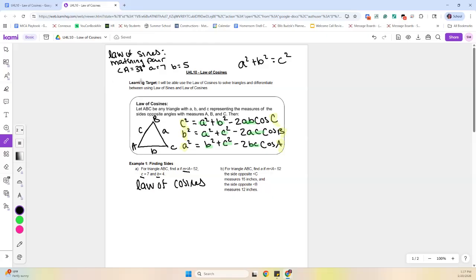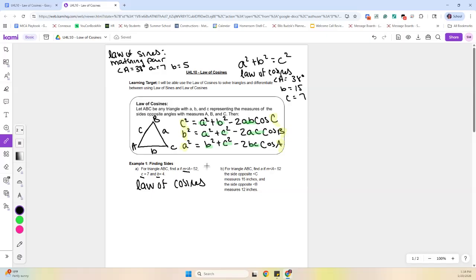Now, law of cosines is if we have everything different. So law of cosines is if we have like an angle A equals 38 degrees, B equals 15, and like a C equals 7 or something. All those are different. That's law of cosines. So we have law of cosines here.